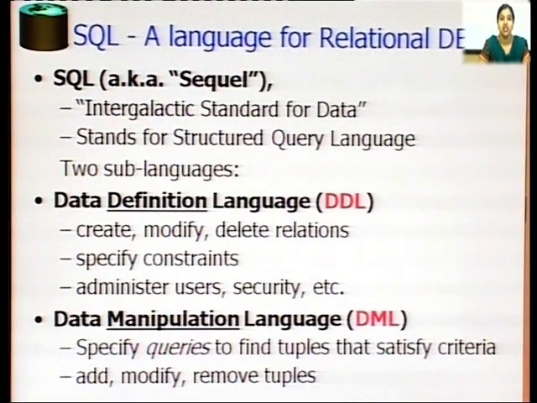And the other is data manipulation language. This DML helps to modify the data, like specifying queries to find tuples that satisfy the criteria, add the data, modify the data, remove the tuples etc. This DDL deals with the schema of the table. This DML deals with the cardinality of the table.